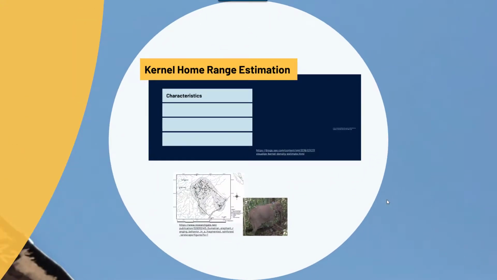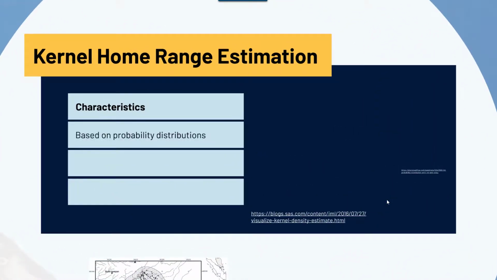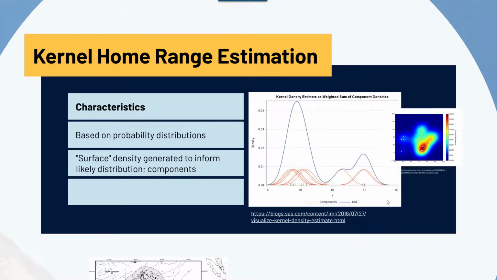Kernel estimation, or the kernel home range estimation, is another more involved process for estimating the home range. In this particular method, it's based on the probability of distributions. It uses a surface density, which is generated to inform the likely distribution. And this happens by having different sightings, again, location information of these animals, and also incorporating things like the number of individuals that were found in a certain region. All those components are then used in order to determine a density value.